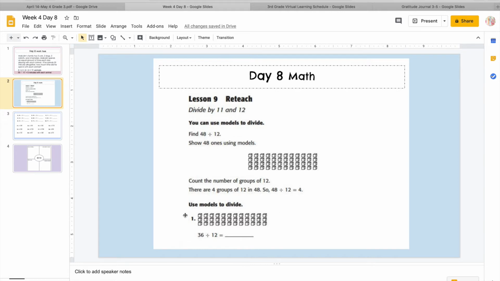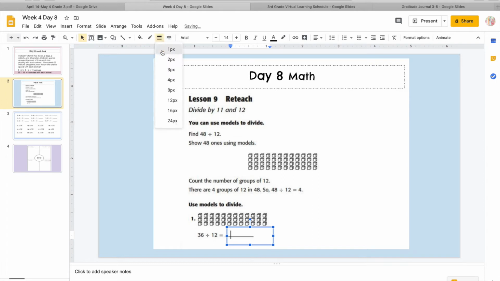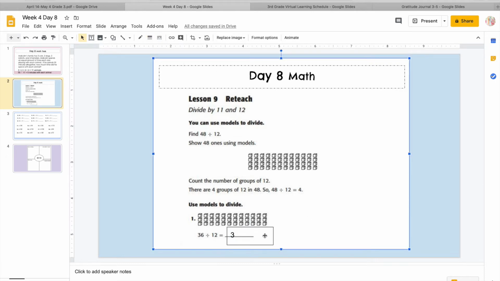So again, they did the same thing here. What they did was they had 36 blocks divided by 12. So again, they're going to put them in rows of 12, and all we have to do is see how many rows we can make. So here's 1, 2, 3, 4, 5, 6, 7, 8, 9, 10, 11, 12. That's 1 row. Here's 2 rows, and here's 3 rows. So our answer for this would be 3, because all we're doing is counting our rows.